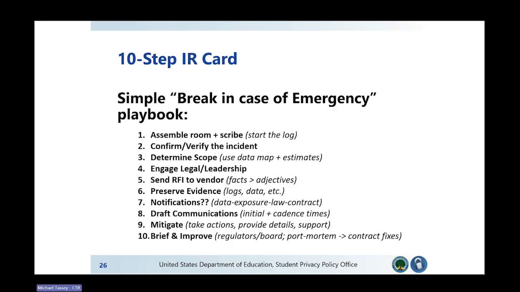Develop your written agreements in the future based on what you've learned, especially in the post-mortem phase of the incident response. Remember, you can outsource all kinds of functions and services, but you can't outsource the accountability, right? So create this card to help you there. Print it out, review it quarterly, and make it dull through repetition. This should be something that just happens in the event of an incident.